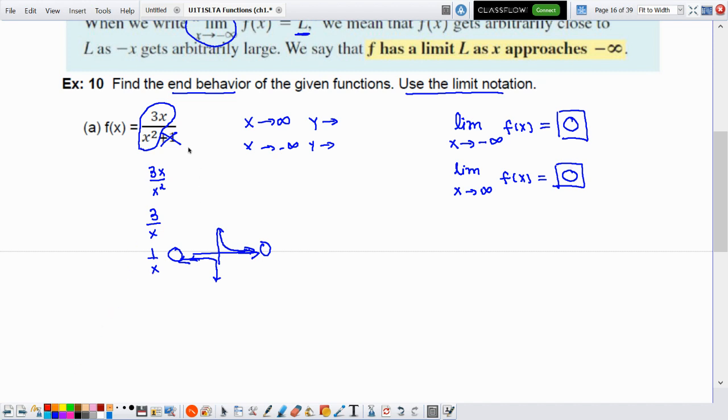We can also say that this is a bottom heavy function because the degree of the denominator is bigger than the degree of the numerator. If you identify bottom heavy functions, you don't have to do any of this work. You can straight away write down that there is a horizontal asymptote at y equal to 0, which means these two limits are 0. What this means is that the graph levels off: as x goes to negative infinity and infinity, the y value will be 0. This is using limit notation. So let's take a look at a couple more examples here.